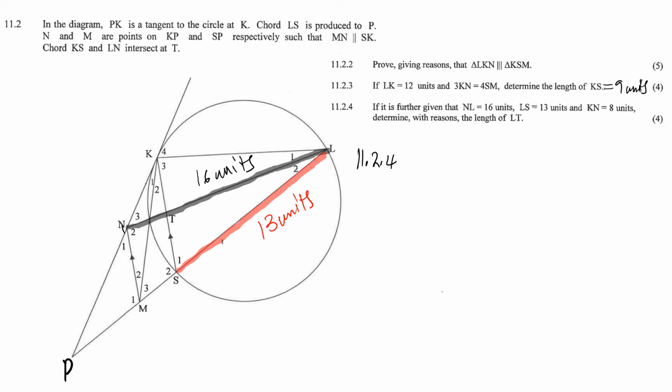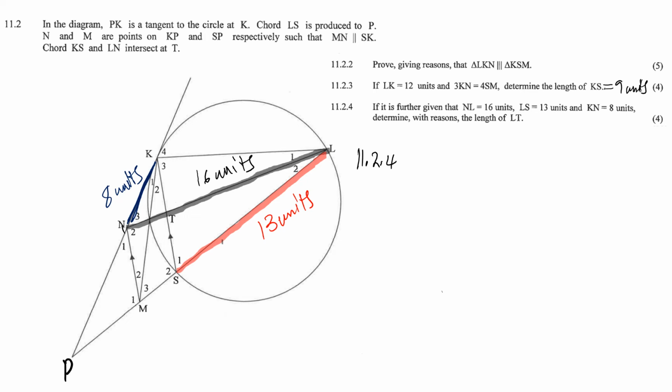And KN, let's go and check KN. KN is on the other side. It's this one. Is what? Is 8 units. Then determine with reasons LT.